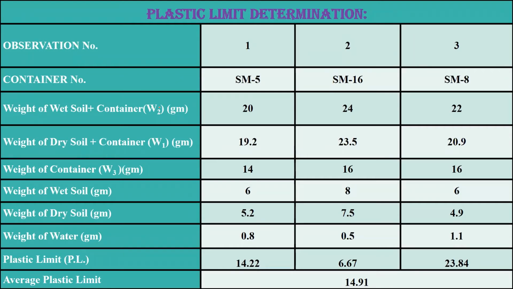Now, this is the plastic limit determination table. Observations, container number. You can see weight of wet soil, weight of dry soil with the container. And finally, we got the average plastic limit from here, which came out to be 14.91. So we have done 3 samples. We have taken 3 samples, put them in the oven and taken out the readings as well.